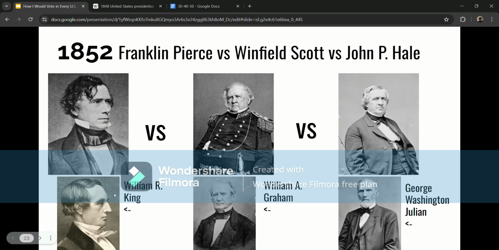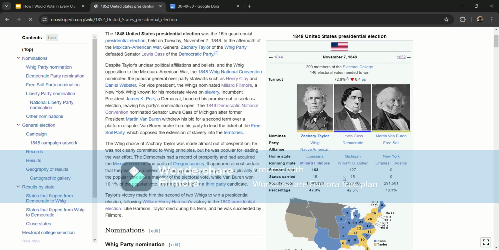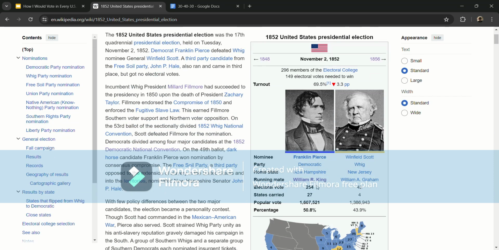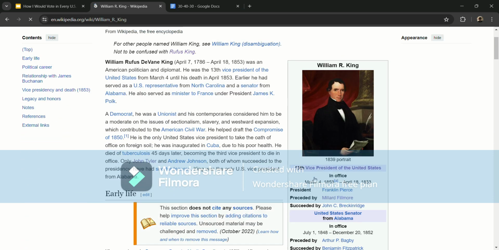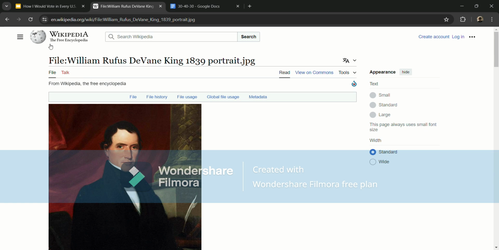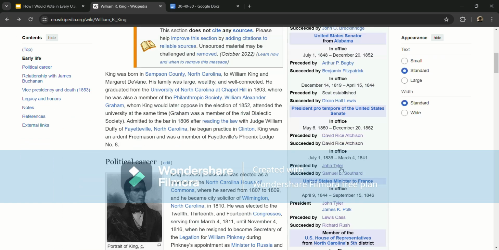And his running mate is William R. King, pretty much the opposite of Pierce in every way. Where Pierce lacked experience because he only had one term in the Senate and only 2 terms in the House, William King had been in the Senate for decades. Huge influence there. And oops, clicked on his picture.